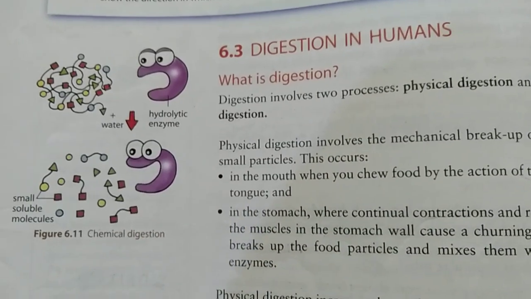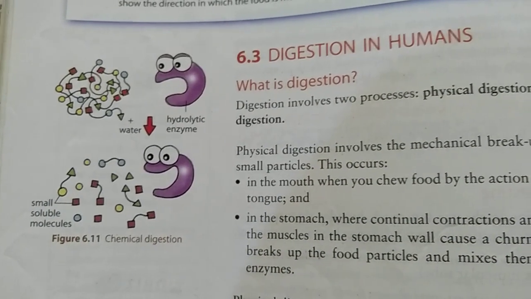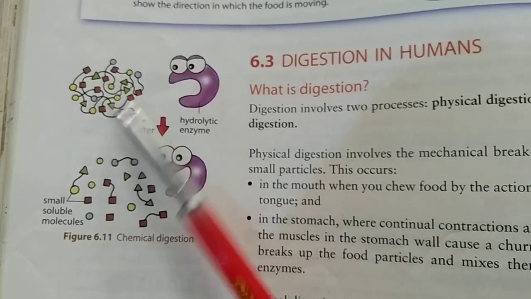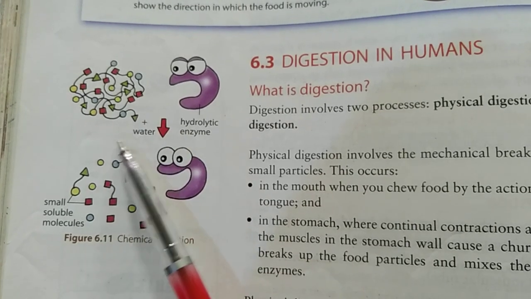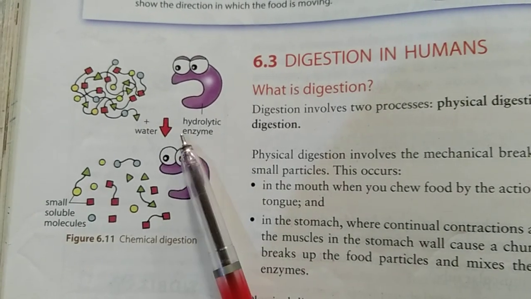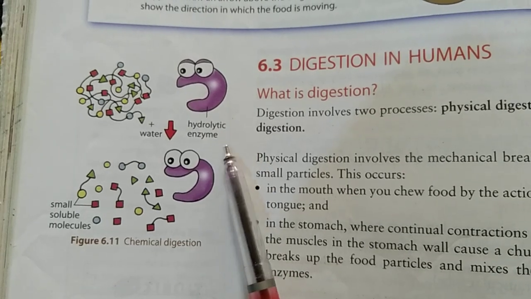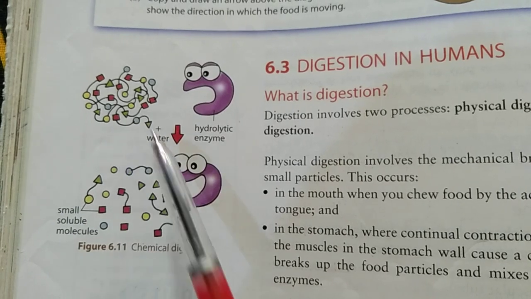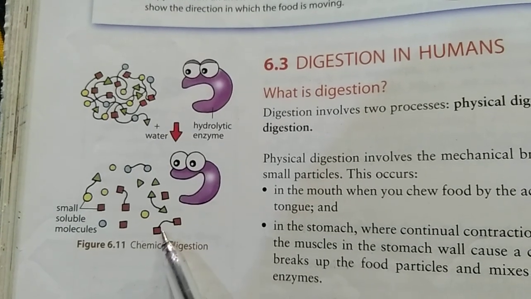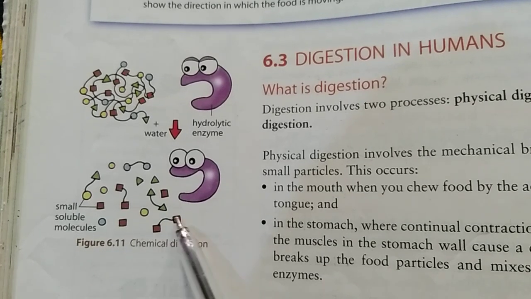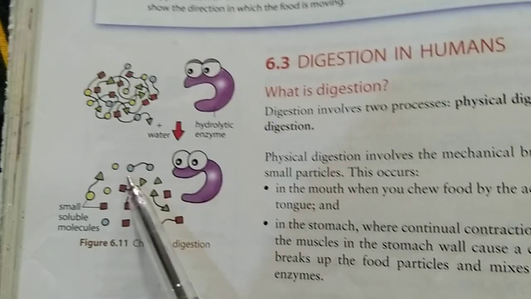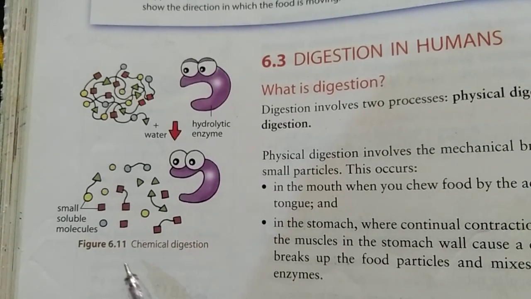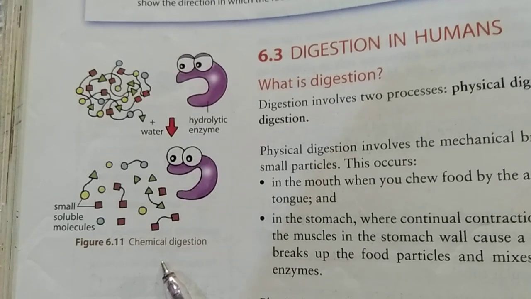Look at this diagram and try to understand the breaking down of large molecules into small molecules. Here is a large structure of protein plus water in the presence of hydrolytic enzymes, and these large molecules break down into small molecules which are soluble, like this. Small molecules are formed here. Soluble molecules, that's chemical digestion.